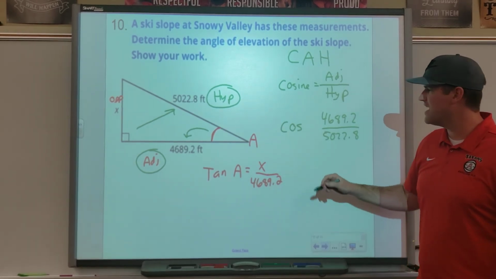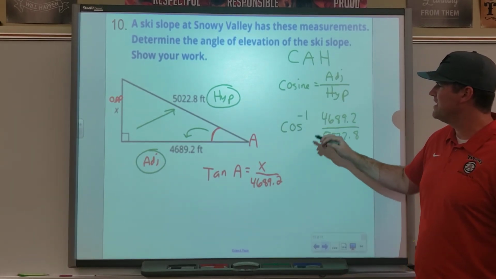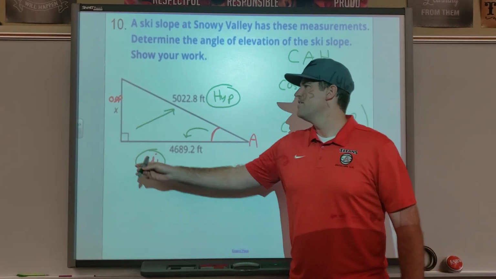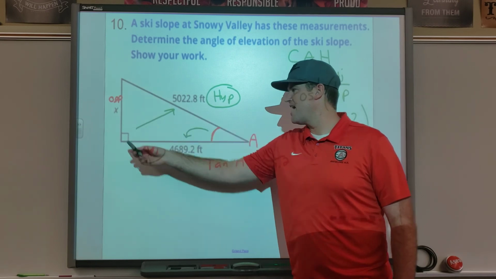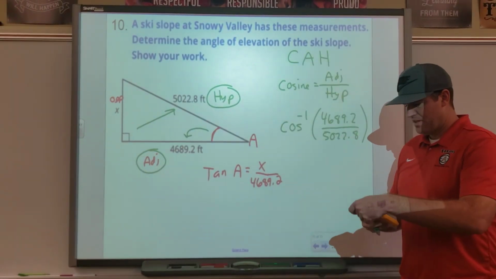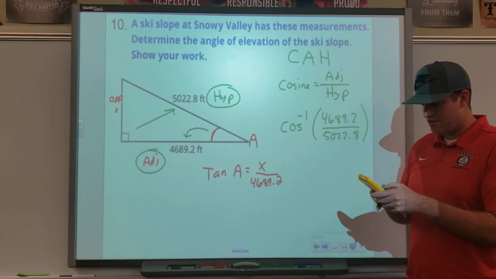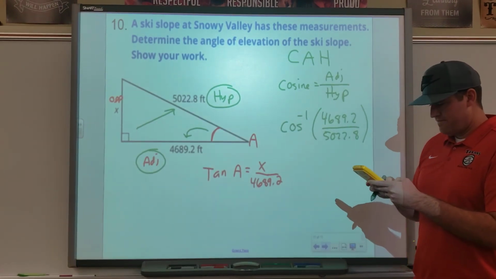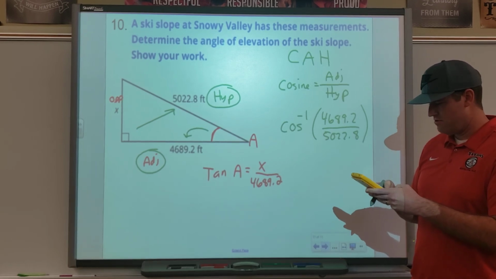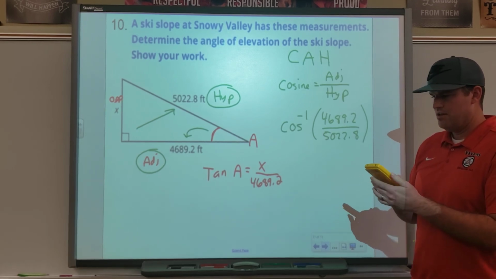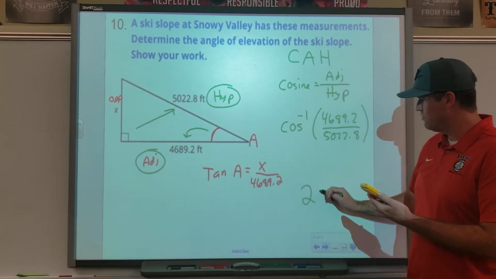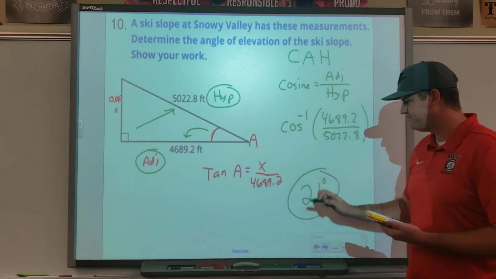Well, since we're finding the angle, I can use the inverse cosine, which is going to be a lot shorter than using the Pythagorean theorem to find this side and then plugging it into inverse tangent to calculate it. I can just simply go inverse cosine of 4689.2 divided by 5022.8. And I get that angle A is about 21 degrees.